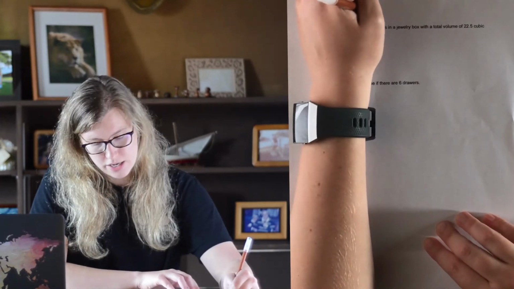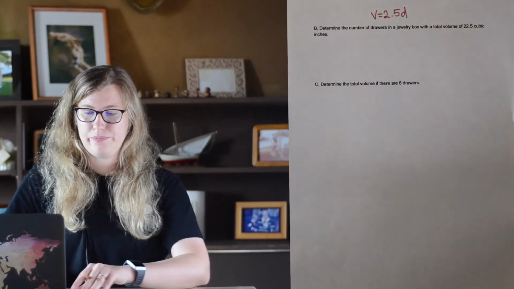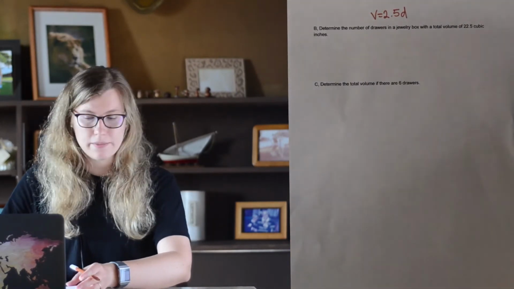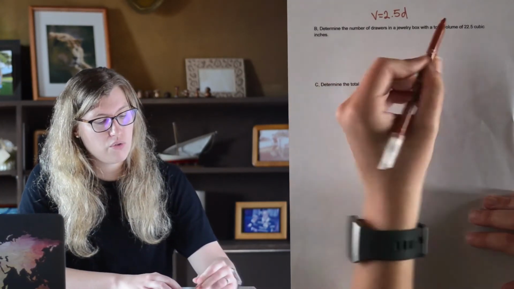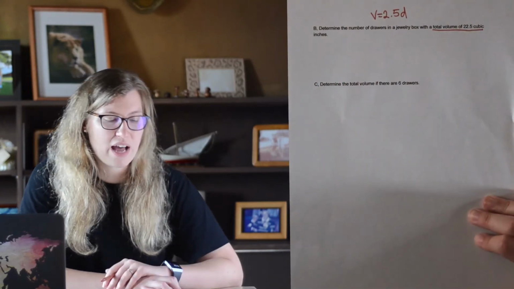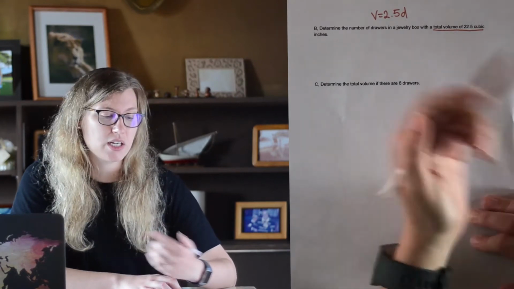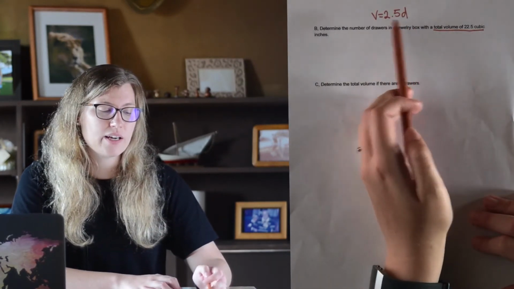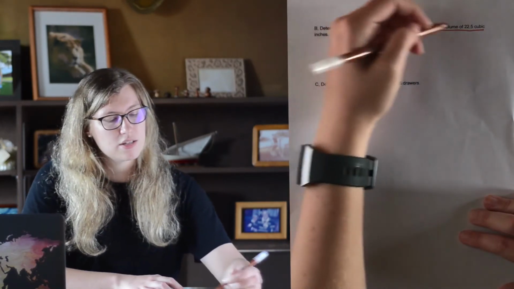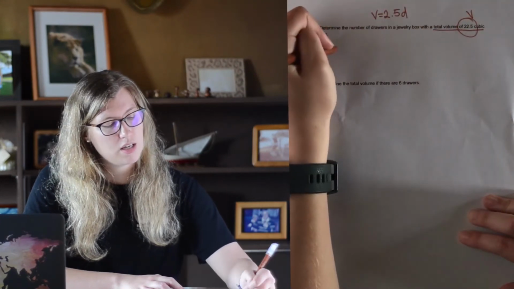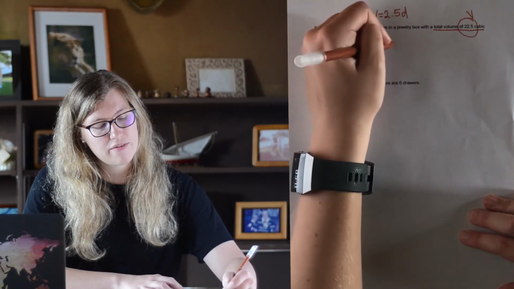I will write my equation up here just so I don't forget it. All right. Determine the number of drawers in a jewelry box with a total volume of 22.5 cubic inches. So what did they tell me? What was the given information? The total volume. Which variable does that match? Does that match my V or my D? My V, it's my volume. So if I use substitution, then it's going to be 22.5 equals 2.5 D.